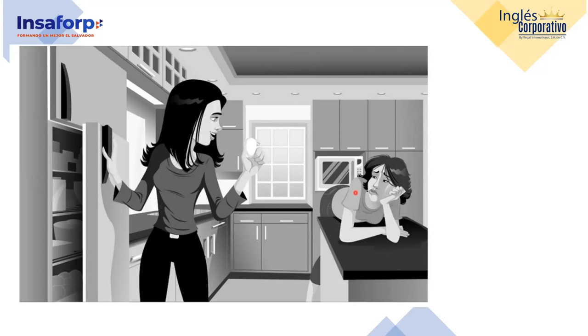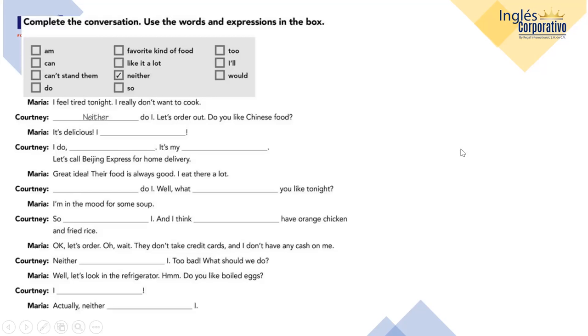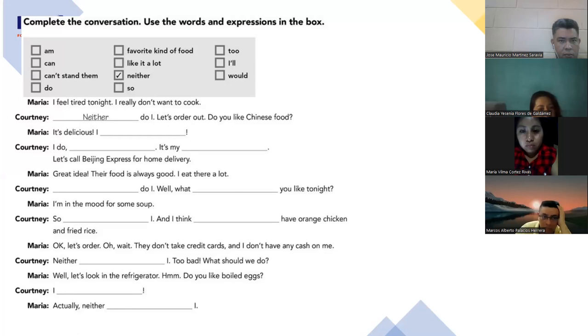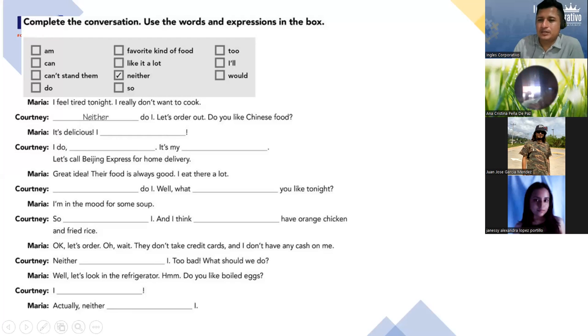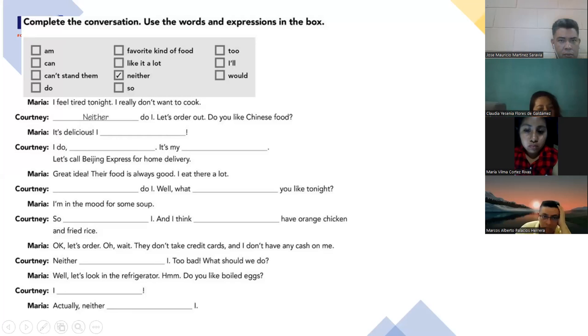Let me see. Okay. Now let's practice. Just let me move this one really quick. Here we go. We're gonna use this vocabulary that we have here on the top in this chart to complete the conversation. We have a combination of everything in here. That's why I love this exercise.